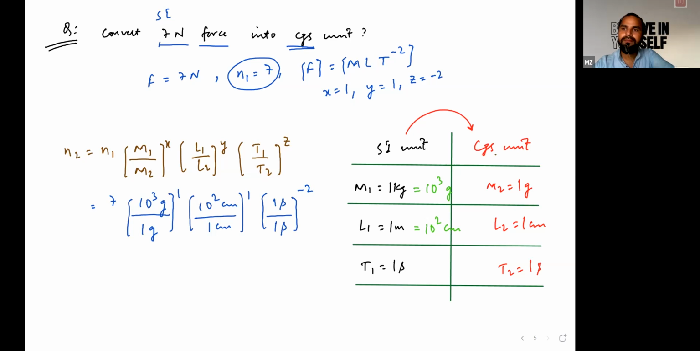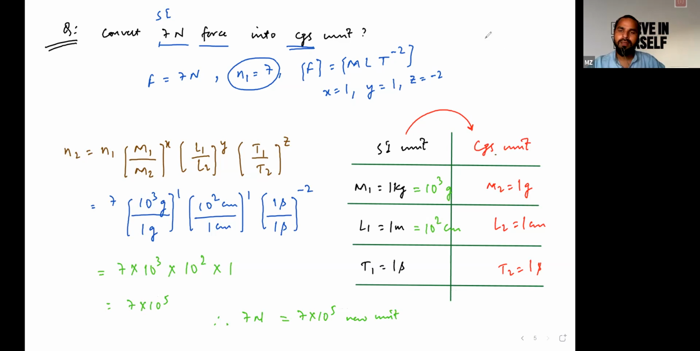Is it clear? I've just written all the values from this table and this part. Now try to simplify it. 7 into gram, and gram gets cancelled out. So we have 10 to the power 3 and over power 1, so it will be just 10 to the power 3. Similarly, centimeter and centimeter get cancelled out. So 10 to the power 2 multiplied by 1 will be 10 to the power 2. And any exponential to the power 1 would also be 1. So we're left with nothing but 7 into 10 to the power 5. So how to write your answer? Just write 7 Newton force is equal to 7 into 10 to the power 5 in CGS unit. Is it clear?